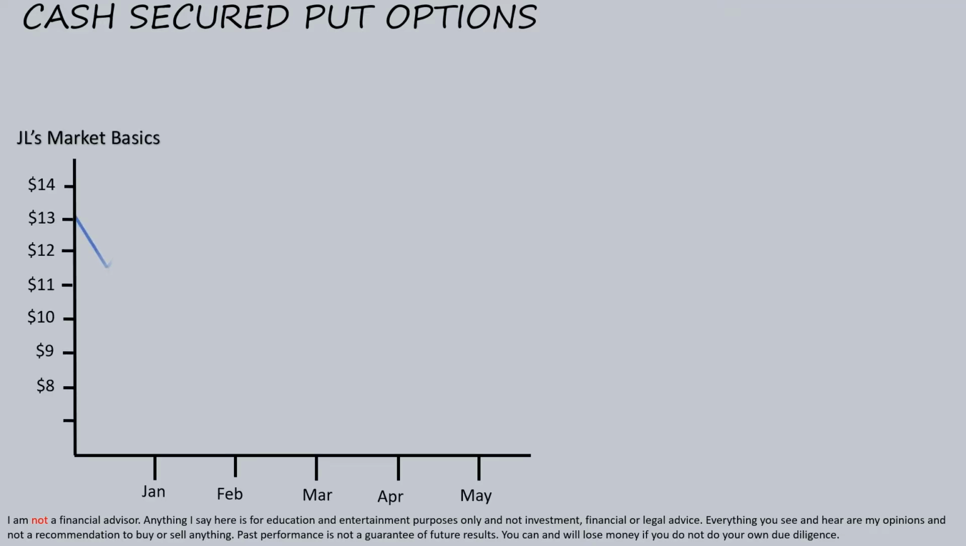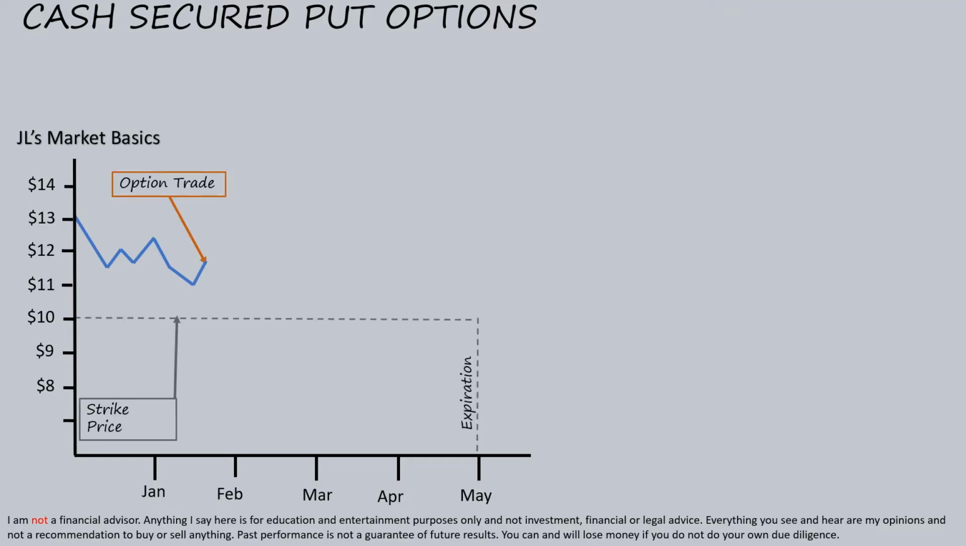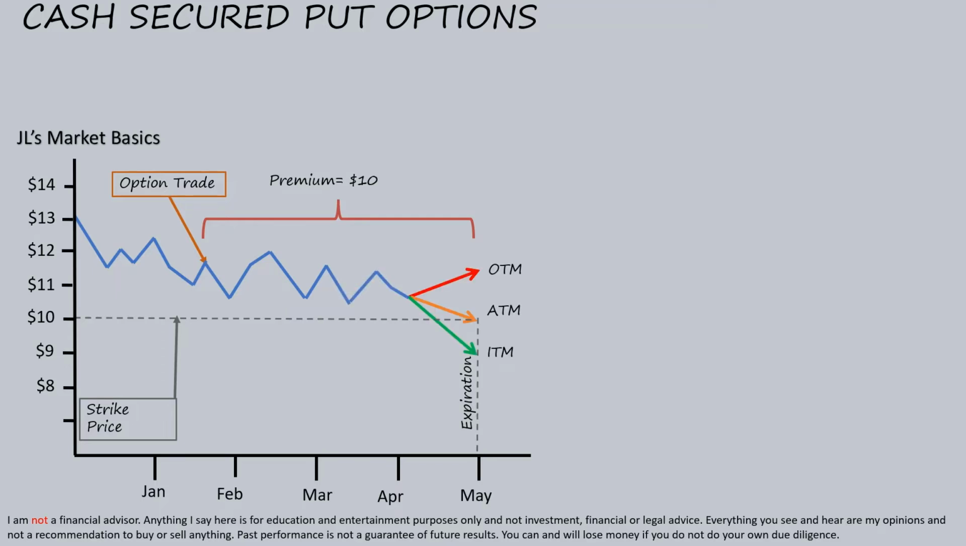Suppose a company's share price is trading between $13 and $11 and a person decides to sell a cash secured put with a $10 strike price that expires in May and the price for the contract is $10. Now the stock will continue to be traded until expiration, but there are three possible outcomes that can occur at expiration. The possible outcomes are it expires in the money, at the money, or out of the money.